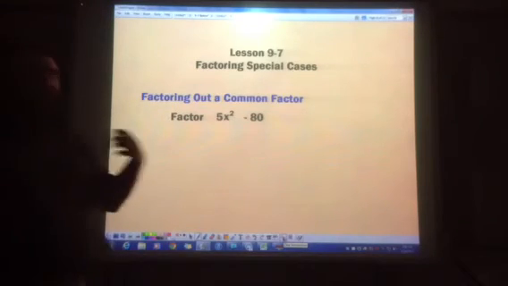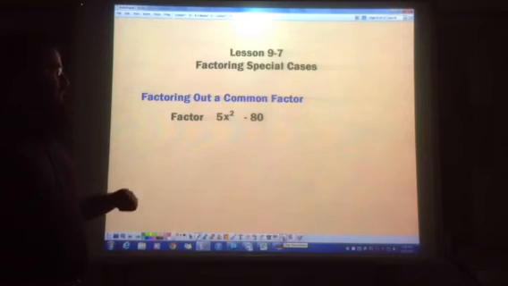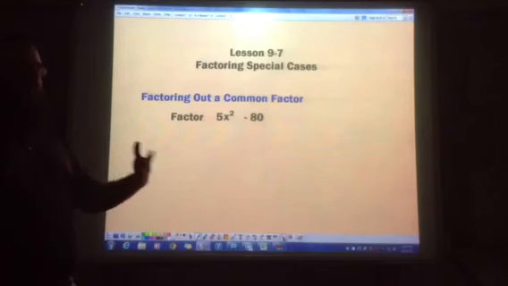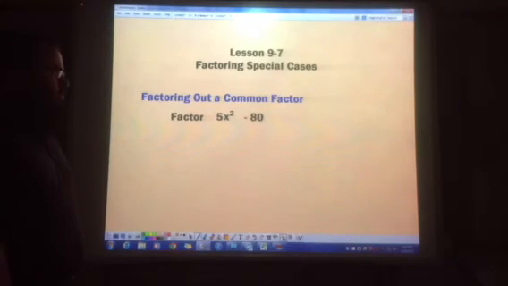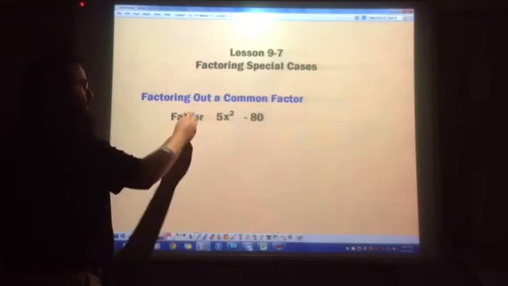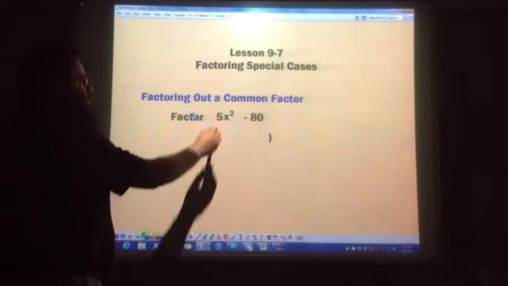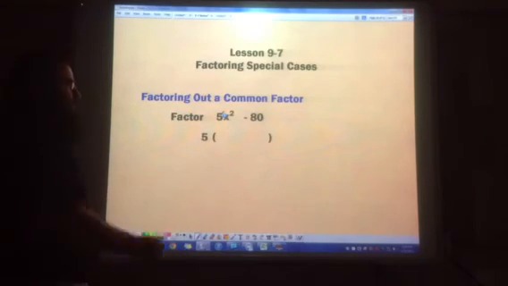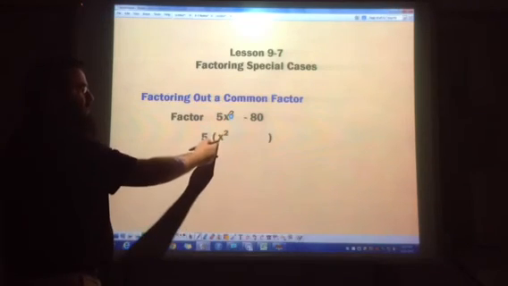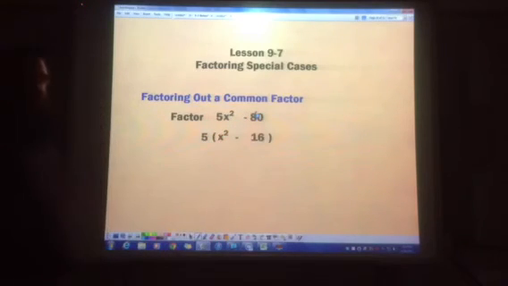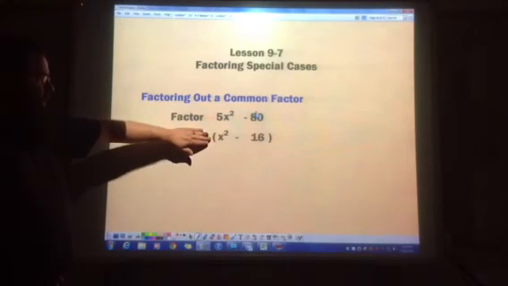The last special case that we have to work on is if we have to factor out a common factor. This happened in the end of 9-6 when we had to factor out a 2. If you look at 5x squared minus 80, is there any number that you can take out beforehand? Well, you can take out a 5. So if we factor out a 5 from 5x squared minus 80, what would we have left? We would have x squared there, and if you take 5 from negative 80, you'd have negative 16. Well, if you cover up that 5, x squared minus 16, we just factored those types of problems.